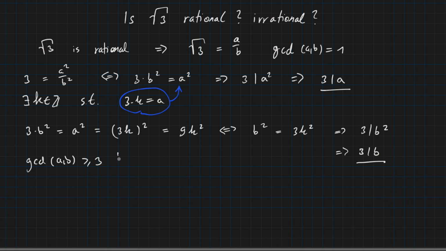And this is a contradiction, because our assumption was that the greatest common divisor of a and b is 1. So they have no common divisors. But here we found a bigger divisor, namely 3. 3 divides a and 3 divides also b. For this reason, we found a number strictly greater than 1, which divides a and b at the same time. This brings us to this contradiction here, which means that our original assumption that square root of 3 is rational must be wrong. So here it follows square root of 3 is indeed irrational.